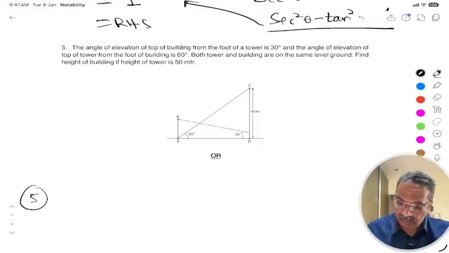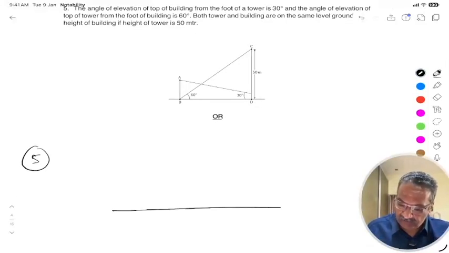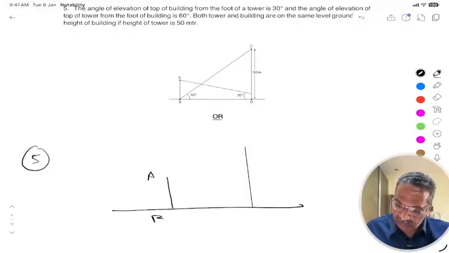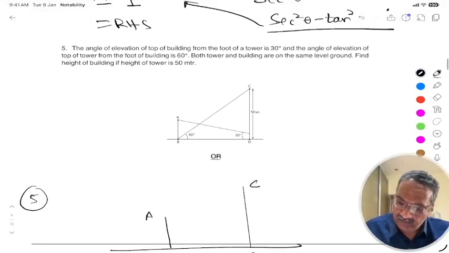Okay, so diagram is given. So we'll just redraw this diagram. We have got A, B and C, D. One building, one tower.